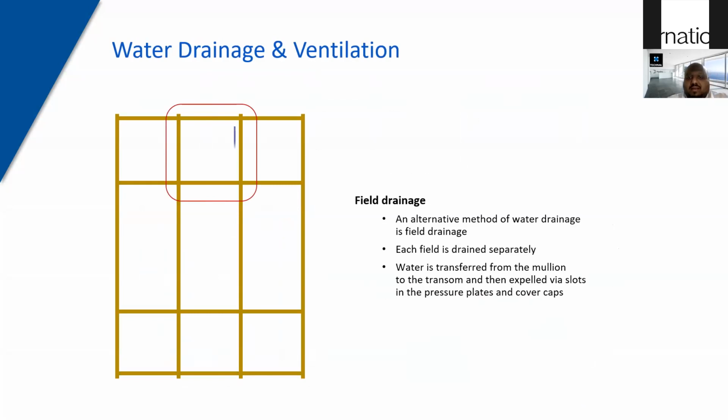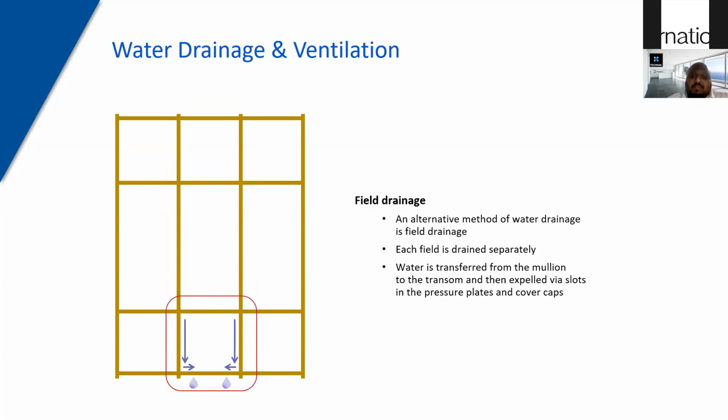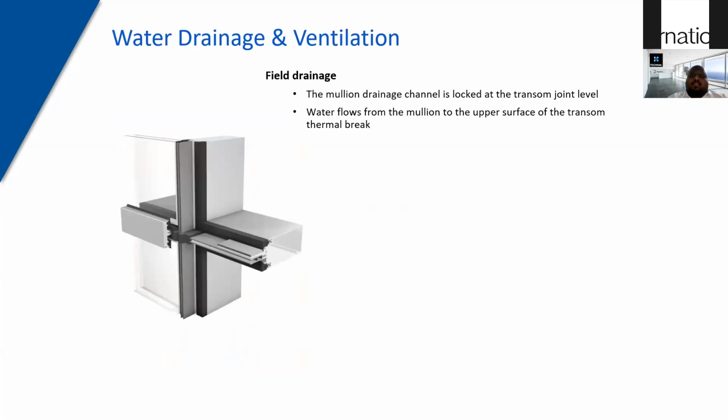So each panel, water is transferred from the mullion to the transom, and then expelled via the slots on the horizontal transom, which is hidden beneath the pressure plate and cover cap. So field drainage, again, because you're depending upon site work when it comes to the standard stick curtain wall system, field drainage is much more popular in the Middle East as you try to take on every panel one by one. So here in the field drainage, the mullion drainage channel is locked at the transom joint level.